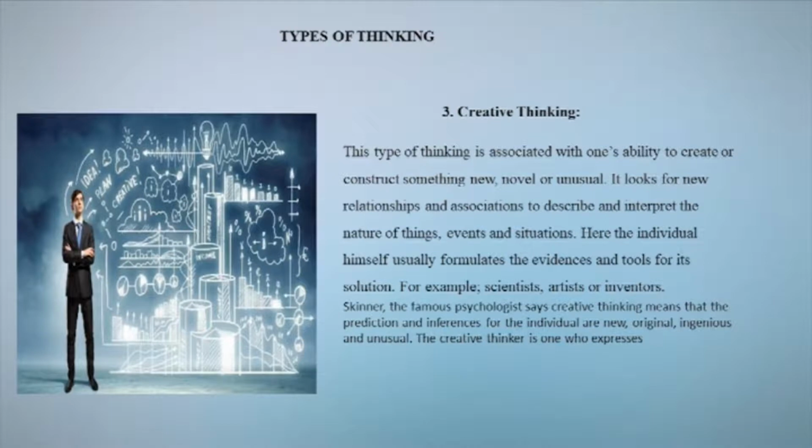Here, the individual himself usually formulates the evidences and tools for its solution. For example, scientists, artists, or inventors. Skinner, the famous psychologist, says creative thinking means that the prediction and inference for the individual are new, original, ingenious, and unusual. The creative thinker is one who expresses new ideas and makes new observations, new predictions, and new inferences.